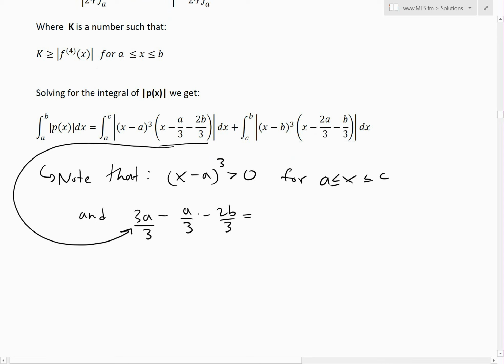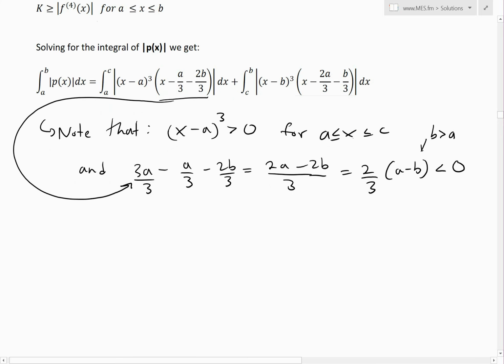This is going to be 2a over 3 minus 2b over 3. So this equals, taking the 2 out, 2 over 3 times a minus b. Since b is greater than a, this means that this is always less than 0.